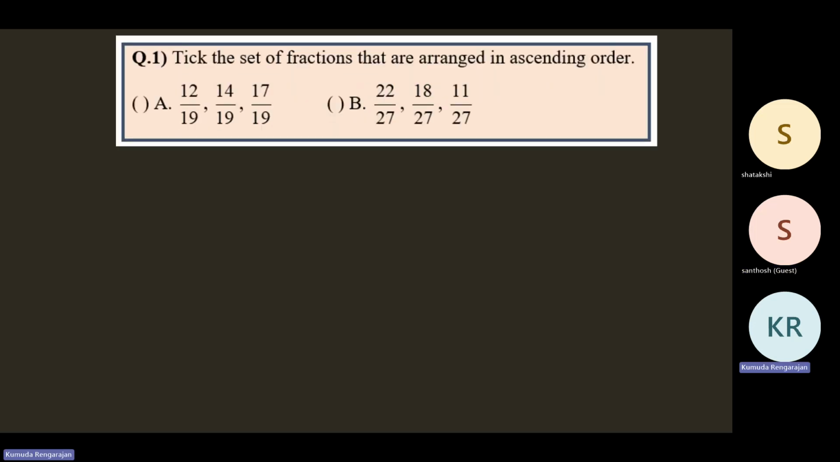Yeah, see the next one. Take the set of fractions that are arranged in the ascending order. The first one is for Satakshi, the second is for Santosh. Yes, Satakshi. Ma'am, A is arranged in ascending order. Okay, A is ascending. Santosh, what about B? Is it in the ascending order? No, ma'am.